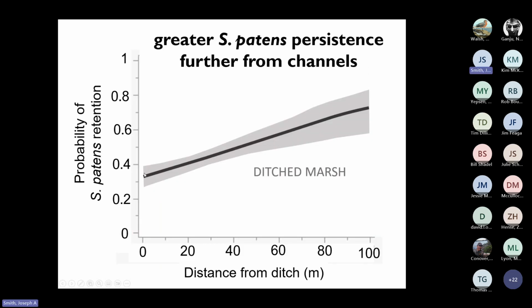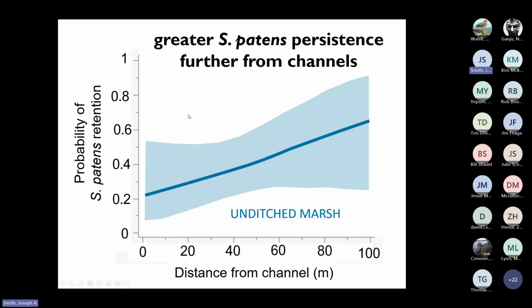Now getting into looking more at patterns of Spartina patens loss and elevation in this area. The further you get from a channel, the more likely patens was to not convert to alternative flora over the 50 years, and that's for the ditched and unditched marsh. So in more isolated places, patens is more persistent.